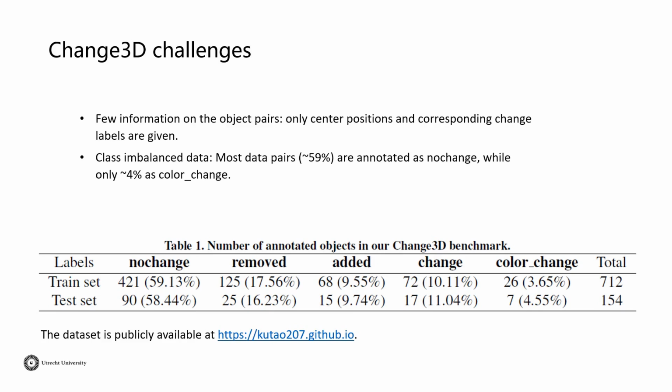Another challenge is the data class imbalance problem. As summarized in Table 1, most data pairs are annotated as no change, and only 4% are annotated as color change, which means that if we try to use a learning-based method, it's very possible that we can only get a biased model, and it's really hard to detect the minority classes.